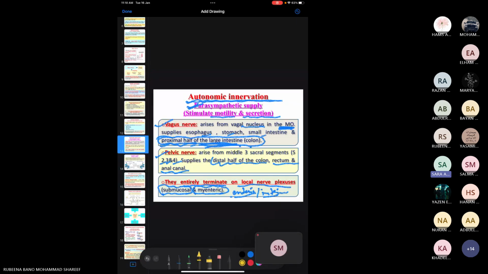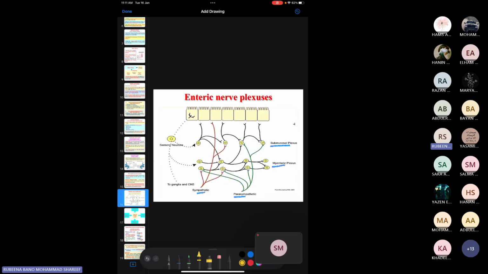The parasympathetic terminate, what do you mean they terminate? They mean to say this autonomic nervous system. The GI tract has its own nerve supply, which is called the enteric nervous system or intrinsic nervous system, which consists of the myenteric plexus and the Meissner plexus, or you can say submucosal or Auerbach's plexus. But they also communicate with the autonomic nervous system in the form of the parasympathetic and sympathetic nervous system. In this slide they are talking about the parasympathetic nerve supply, which comes from the vagus and pelvic nerves, and they are saying these two nerve supplies terminate, or you can say communicate, with the local nerve plexus, that is the enteric nervous system, submucosal and myenteric.